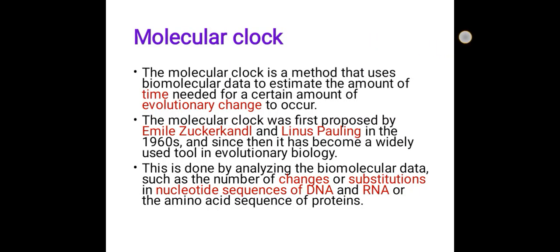Next topic, molecular clock. The molecular clock is a method that uses biomolecular data to estimate the amount of time needed for a certain amount of evolutionary change to occur. The molecular clock was first proposed by Emile Zuckerkandl and Linus Pauling in the 1960s, and since then it has become a widely used tool in evolutionary biology.